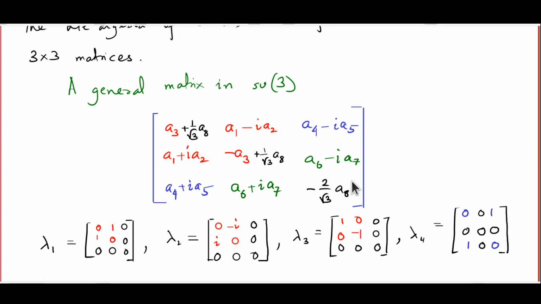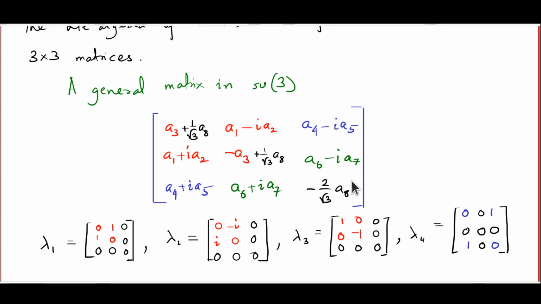If you come below that, you have A4 plus iA5 following the same pattern as we used in SU2. Of course, if A4 plus iA5 is sitting in the 3-1 element, the 1-3 element has to be its conjugate, A4 minus iA5. The 3-2 element, A6 plus iA7, gives you A6 minus iA7 as the 2-3 element.